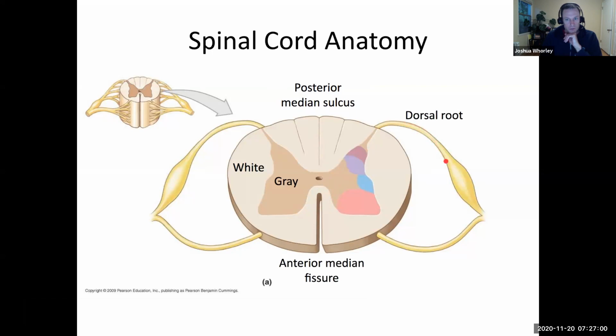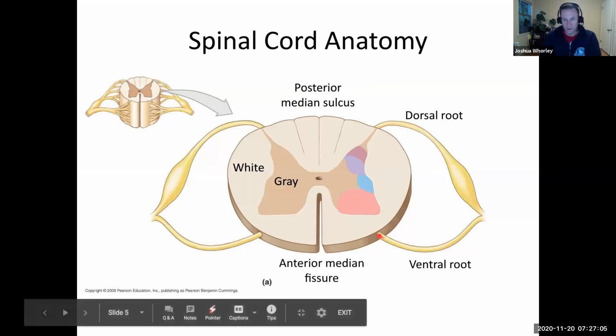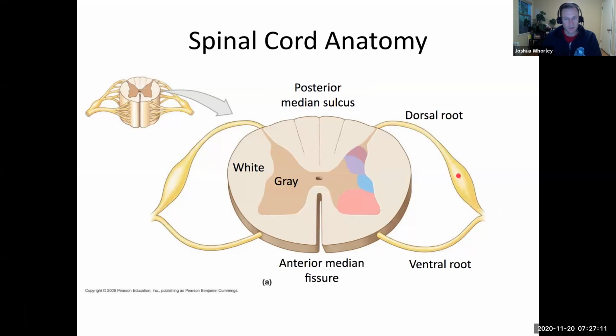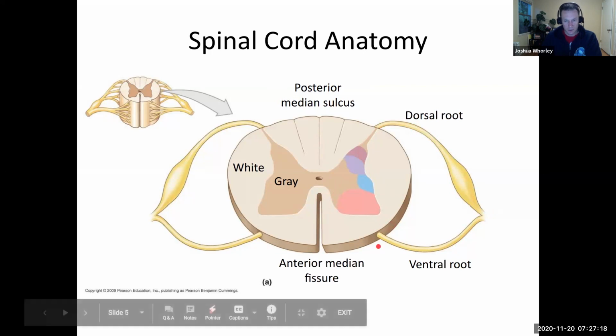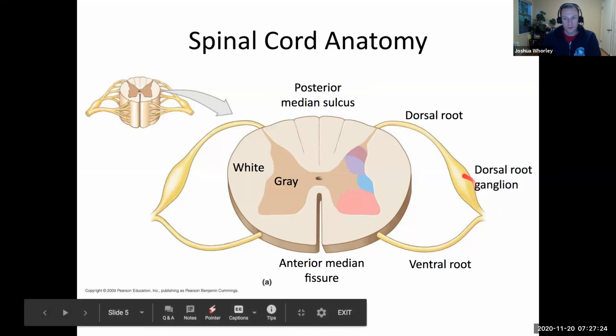Here's our dorsal root, right? Information's coming in through this dorsal root. Here's our ventral root. Information is leaving, right? And when I say information, I mean action potentials, right? Action potentials are traveling along neurons in this root of this nerve, and action potentials are traveling along neurons in the root of this nerve. There's our dorsal root ganglion.